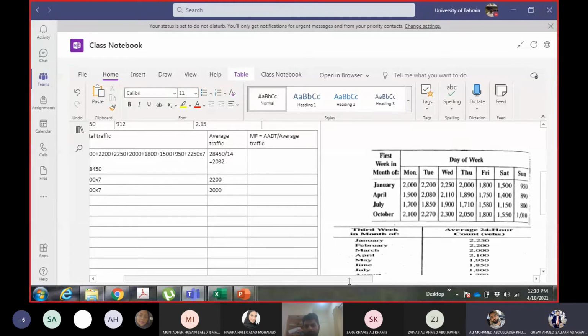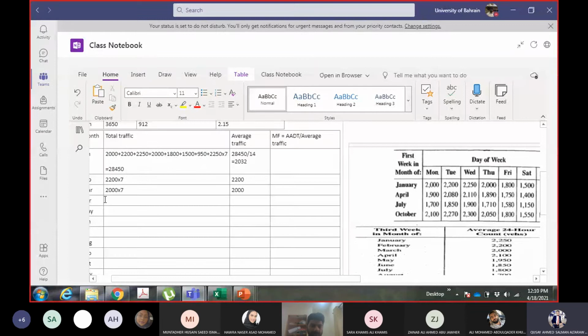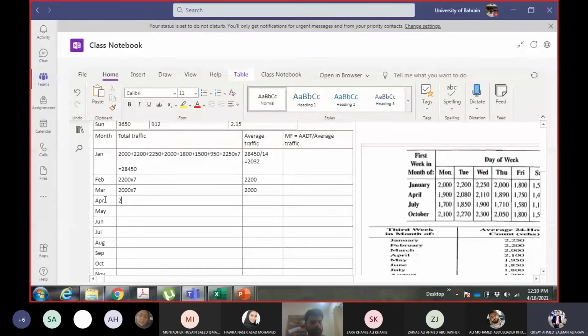So you take the 7 values of April. 26720. Okay, and the average again, this divided by 14. 1909. Okay, then for May and June, same thing, what we did earlier.